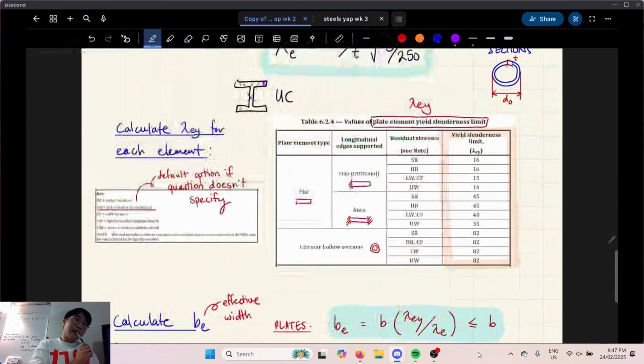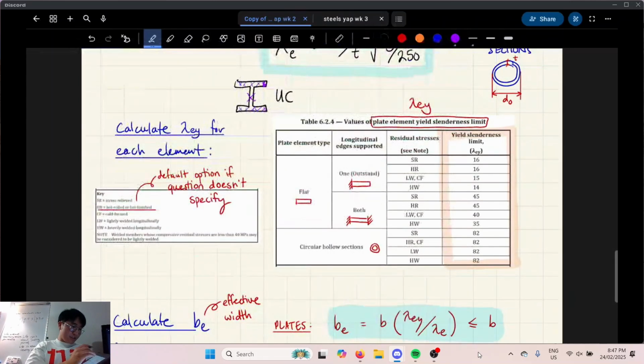Would it be because they're receiving the least amount of support? Yes, pretty much. Because the web is supported by two. It's kind of like a cantilever, right? Yeah, it's like a cantilever beam. Think of it like that, whereas the other ones are being supported from two sides.